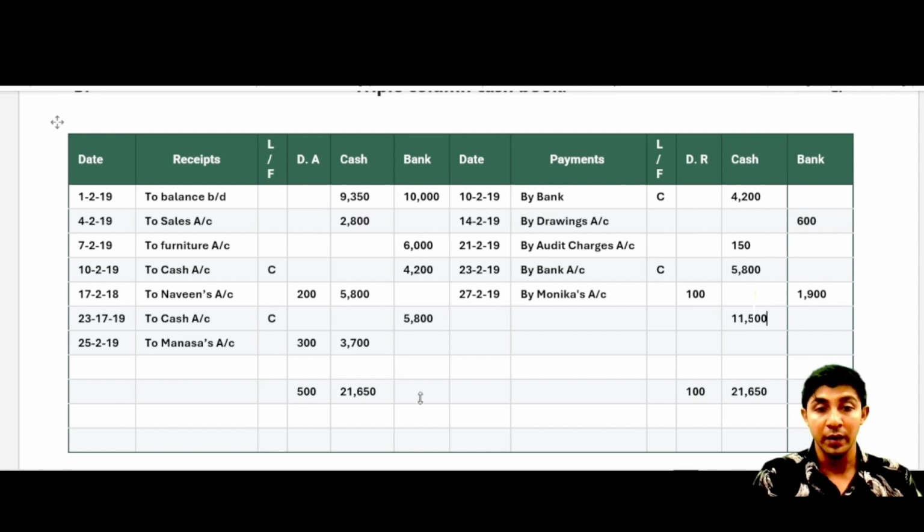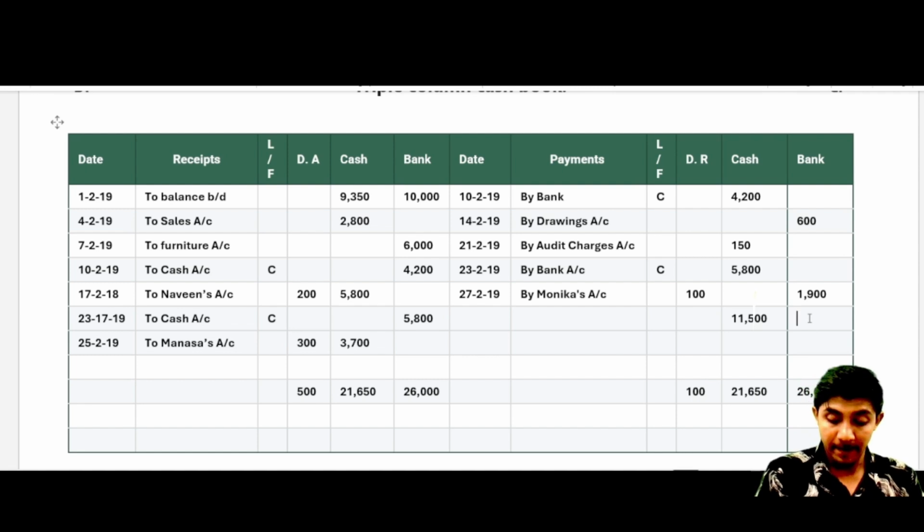Now let us do the total of bank. How much is shown in bank? 10,000 plus 6,000 plus 4,200 plus 5,800, that is 26,000. This is obviously greater, so the greater one we write on both sides. Write 26,000 on both sides, and from this 26,000 we have to subtract these two amounts, minus 600 minus 1,900. So the balance is 23,500.